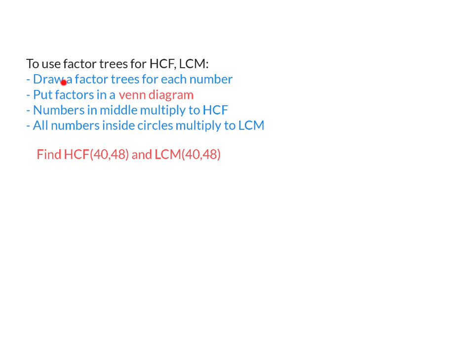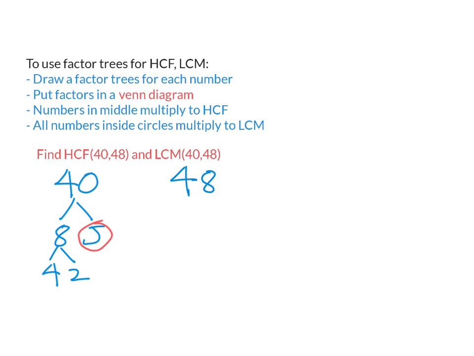Firstly, we're going to draw factor trees for each number. So I want to find the highest common factor of 40 and 48. I'm going to draw a factor tree for 40 and a factor tree for 48. Remember, I can start with any factors of 40, so I'll just choose 8 and 5. 5 is a prime number, I can stop there. 8 on the other hand is not, so I need to factorize it further as 4 times 2. 2 is a prime number, unfortunately 4 is not, so I need to factorize again. So I've got 2 and 2.